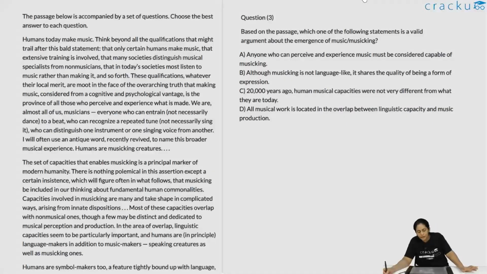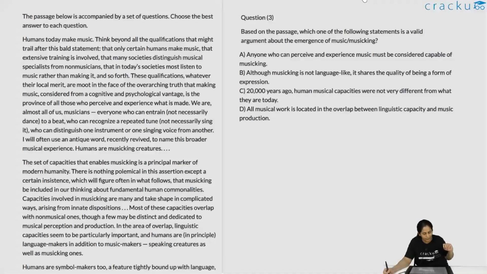Based on the passage, which one of the following statements is a valid argument about the emergence of music or musicking? So let us take a look at the options. We have to find out a valid argument about the emergence of the musicking ability. Anyone who can perceive and experience music must be considered capable of musicking. It's not anybody who can perceive music.